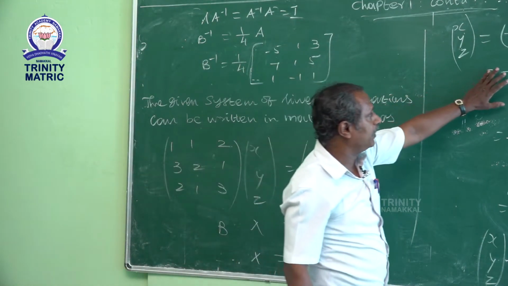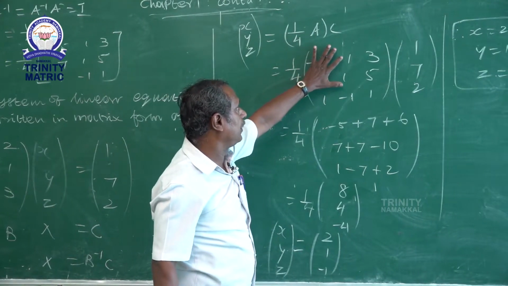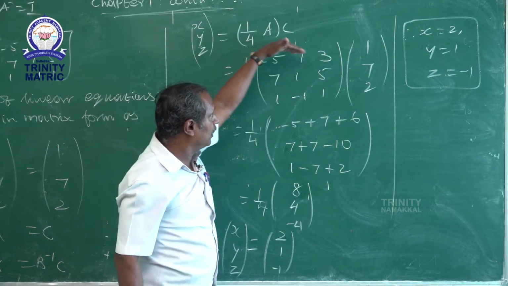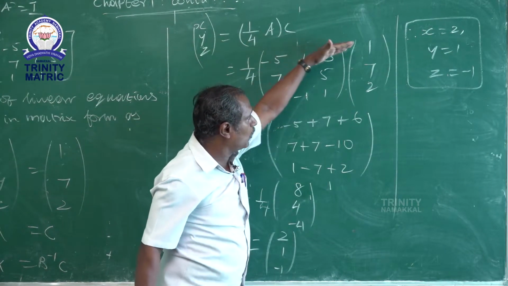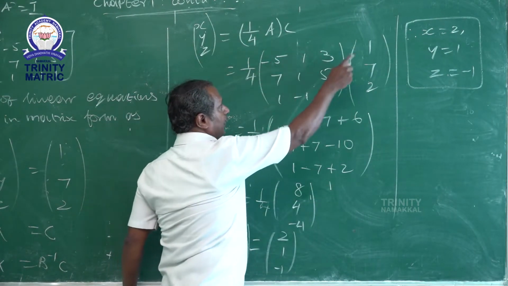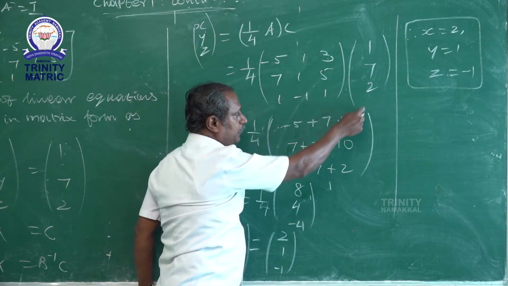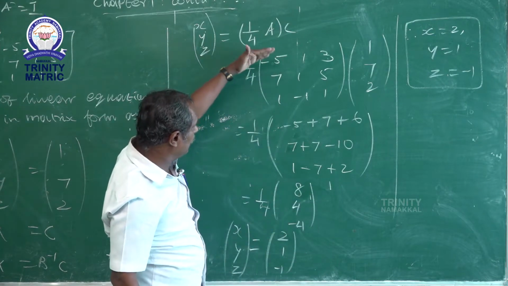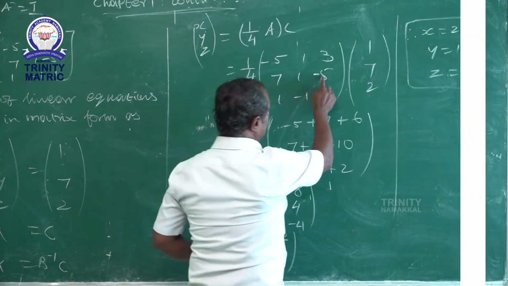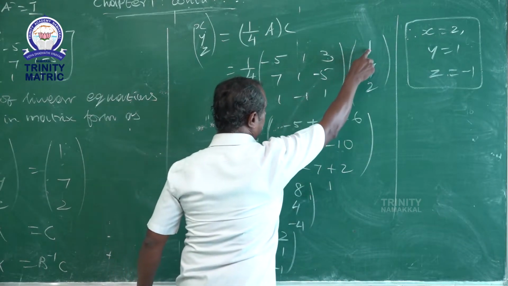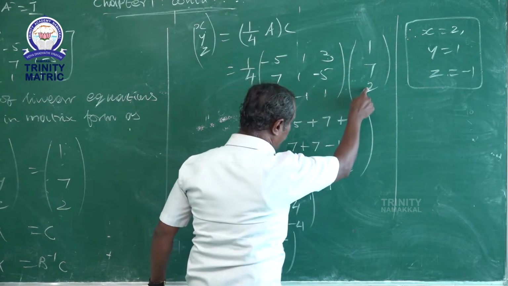Because B inverse we know is 1 by 4 into A. 1 by 4 into A means 1 by 4 into the substituted matrix of A, then instead of C, the C matrix also you substitute. Now find the matrix multiplication, already we are well versed. First row and first column we multiply. Minus 5 into 1 is minus 5, plus 1 into 7 you will get plus 7, plus 3 into 2 is plus 6. In the same way for the second row, 7 minus 5 into 2 is minus 10. So 1 into 1 is 1, minus 1 into 7 is minus 7, 1 into 2 is 2.